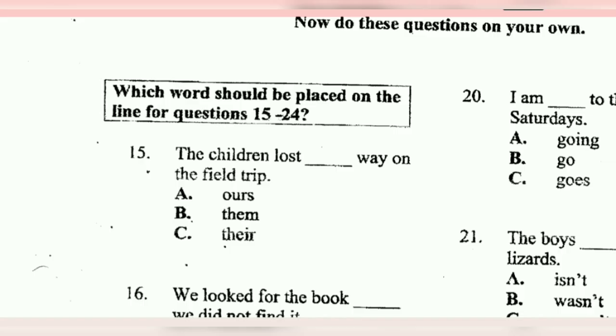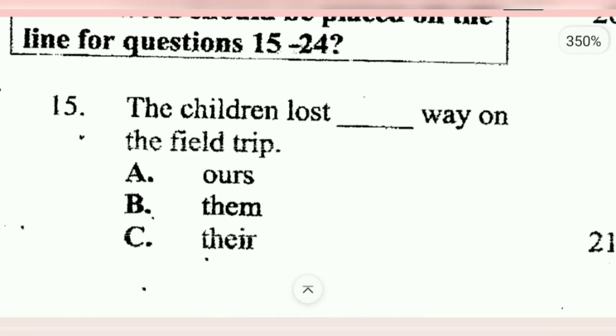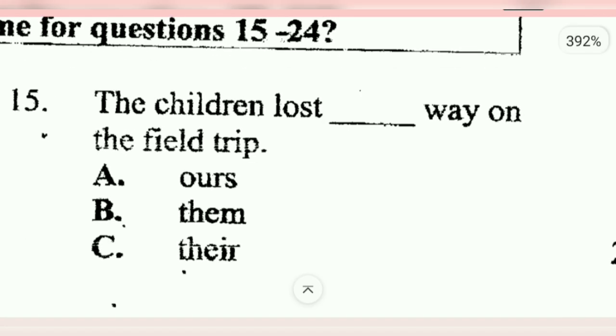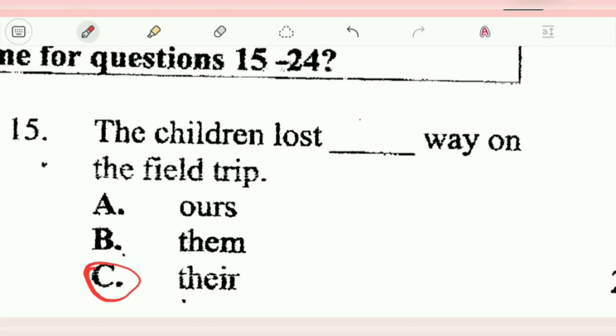It says the children lost on the field trip. Is it that the children lost our way, ours way? Number 1, that sounds funny. Could be A. B says the children lost them way. Now for people who talk bad and don't like to use the proper way of speaking and proper English, this could be a throw for you. So you have to learn to speak properly, all right? The children lost their way. They lost their way, not them way.